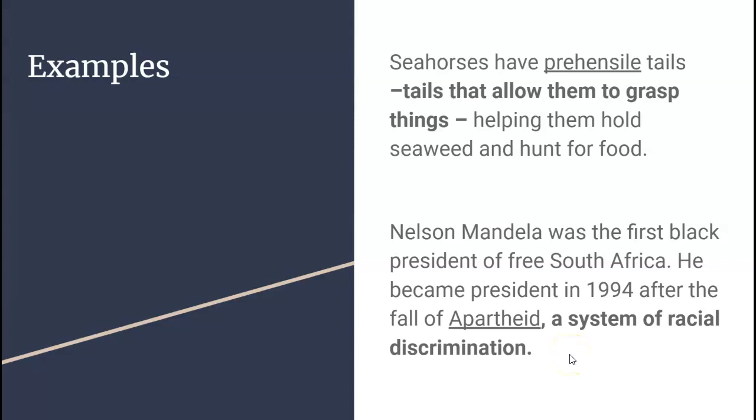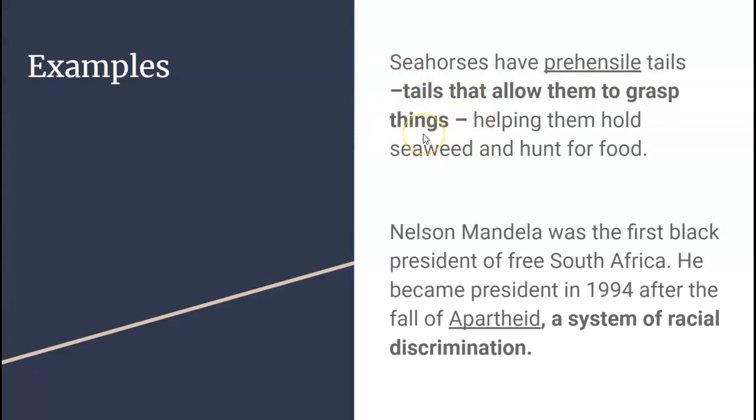So here are some examples of definition context clues. Our first one says, "Seahorses have prehensile tails, tails that allow them to grasp things, helping them hold seaweed and hunt for food." Now, to be completely honest, I had never heard the word prehensile before I created these slides for you. But luckily for us, there is a definition context clue here where it tells us a prehensile tail is a tail that allows them to grasp things. And notice it's got these dashes.